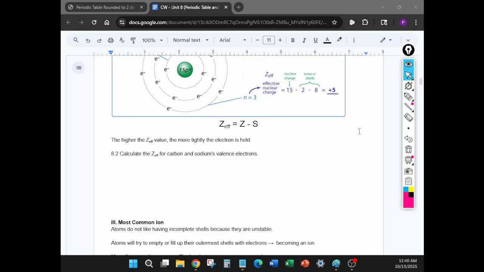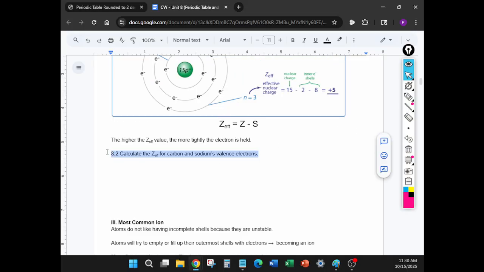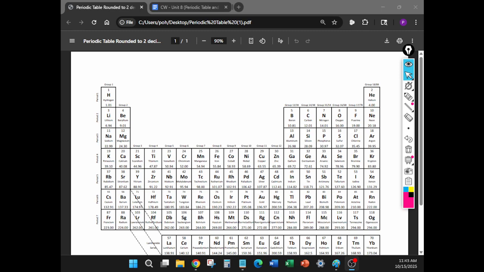All right, I want you to quickly calculate the Zeff for carbon and sodium's valence electrons. Carbon and sodium. I'll give you about 2 minutes to do that, and then we'll go over it. To calculate Zeff, we do protons minus inner shell electrons, basically the non-valence electrons. So it's protons minus inner electrons.